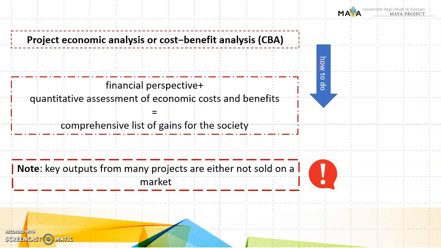The starting point for project economic analysis, or cost-benefit analysis, is that the financial perspective alone will not capture the gains to society and that a quantitative assessment of economic cost and benefit is necessary. Financial measures can be highly misleading as indicators of the social welfare improvement of a project. This is because key outputs from many projects are either not sold on a market, for example, non-toll roads, solid waste management, reduction in air and water pollution, health improvement from water supply and sanitation, or are sold in distorted or controlled markets. For example, water and electricity sales subject to administrative pricing.